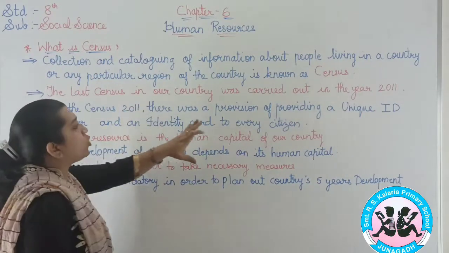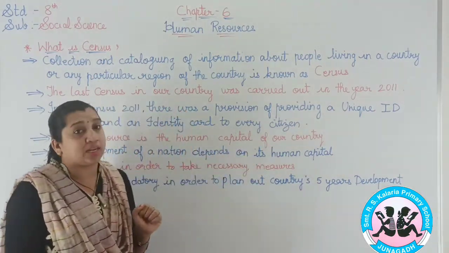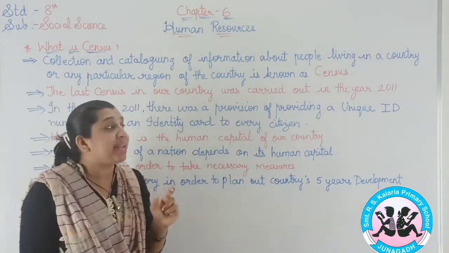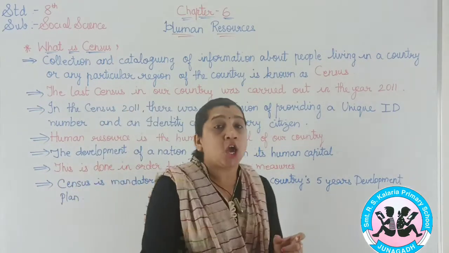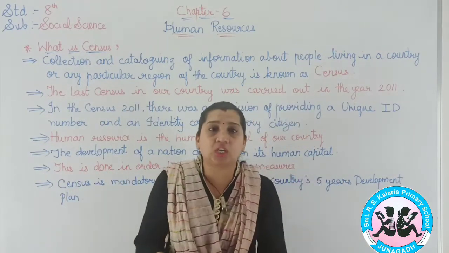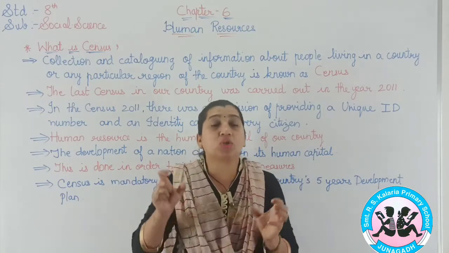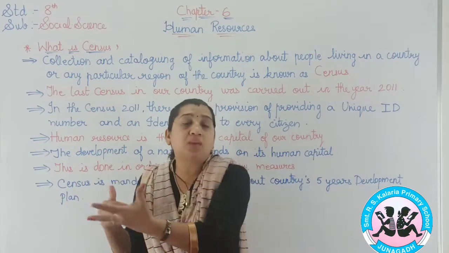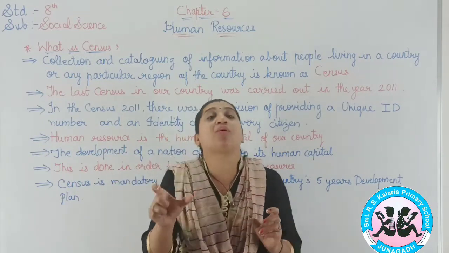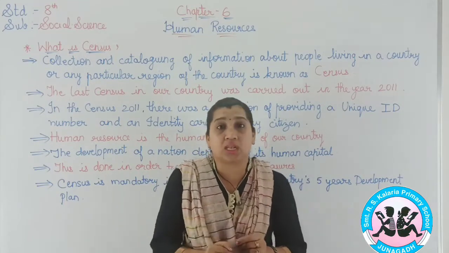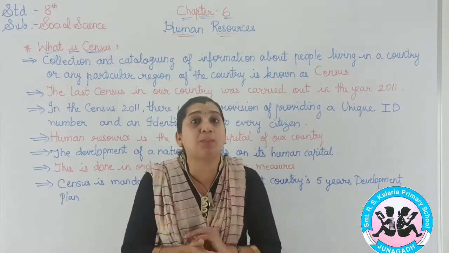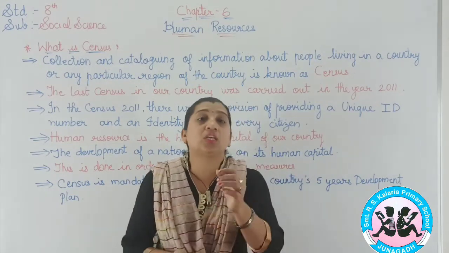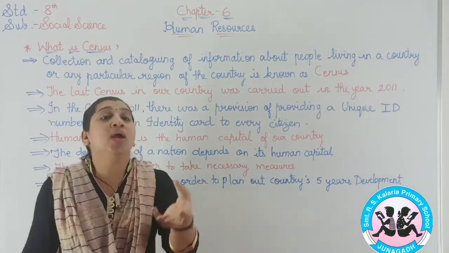In 2011, a unique thing was done by the government of our country India, that was providing a unique ID number and an identity card number to each and every citizen. So each citizen has one unique UID number, so that if one person has that particular number, another person is not given the same number by the government. Now again in 2021, the census is going to be done to know the population.